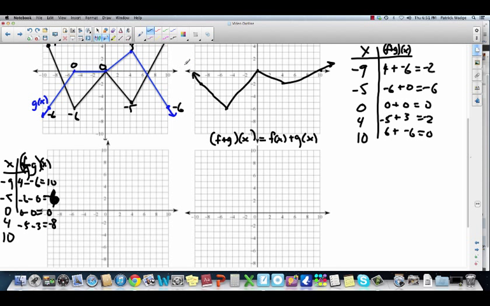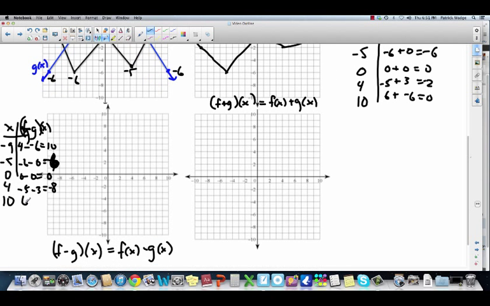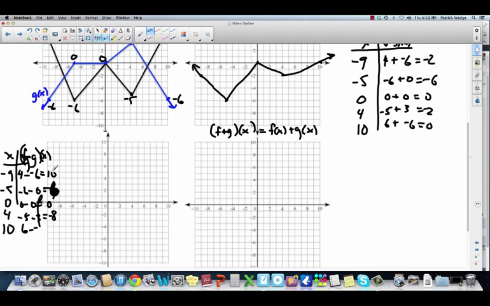And for 10, what's that number up there? 6, take away -6, which is 12.